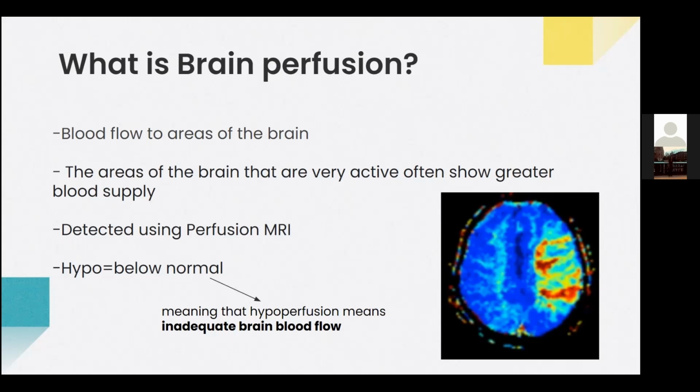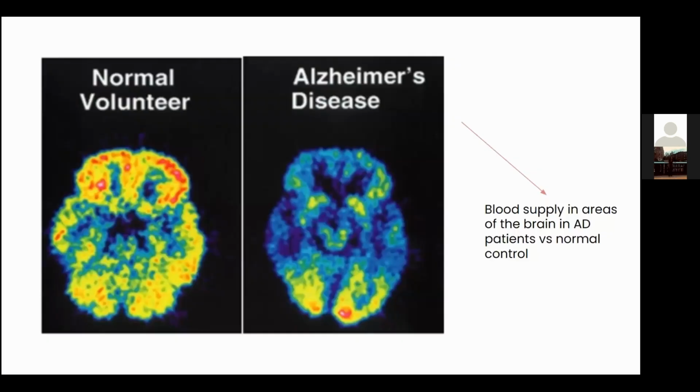So hypoperfusion, hypo means below normal. So hypoperfusion means inadequate brain blood flow. This is a comparison of the blood supplies in areas of the brain in Alzheimer's patients versus normal control patients. As you can see right here, in normal patients, there's a lot of brain activity in all regions of the brain, but in Alzheimer's patients right here, there are only tiny little parts scattered all over the brain.